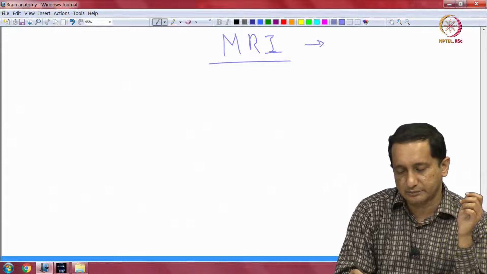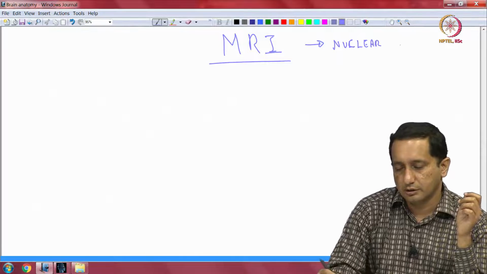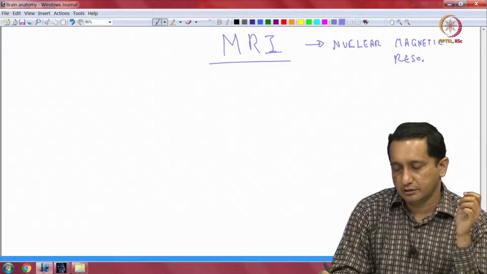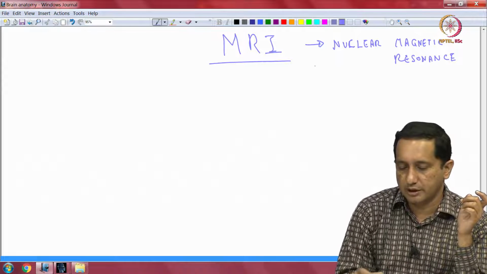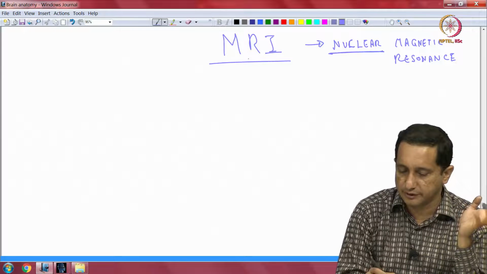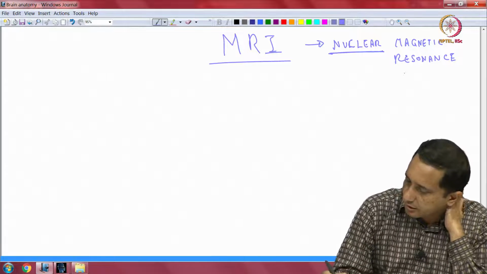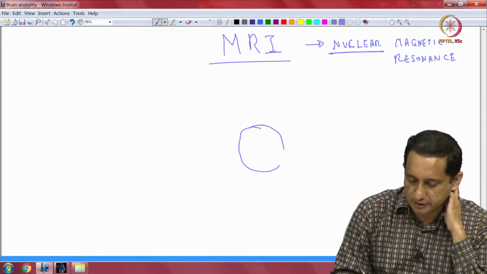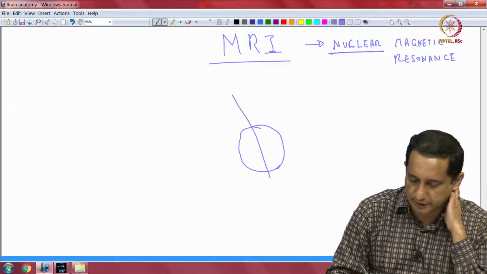But an unrelated physics subject, nuclear magnetic resonance, NMR, is what we call magnetic resonance imaging. Apparently nuclear was taboo even then, and that is why you got a very decent sounding name of magnetic resonance imaging. Magnetic resonance imaging uses different principles. It is based on the spin of a hydrogen atom.